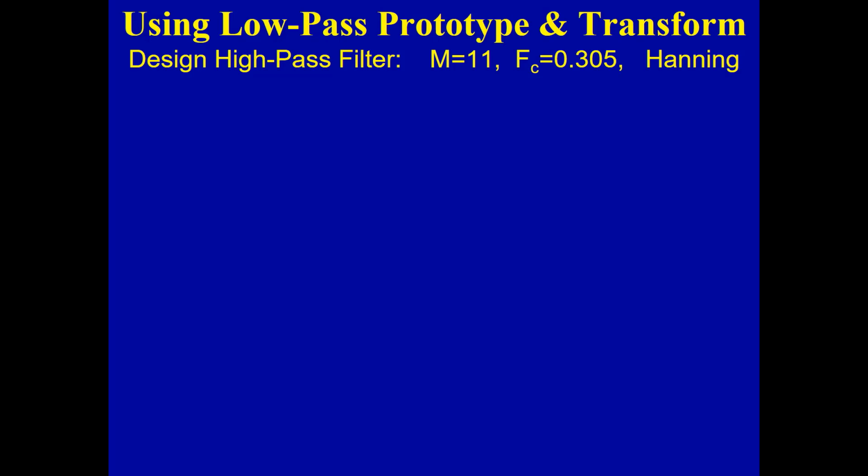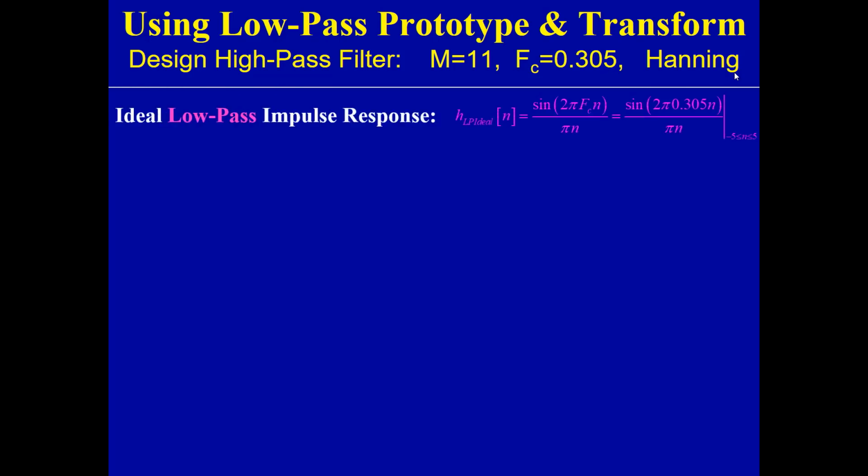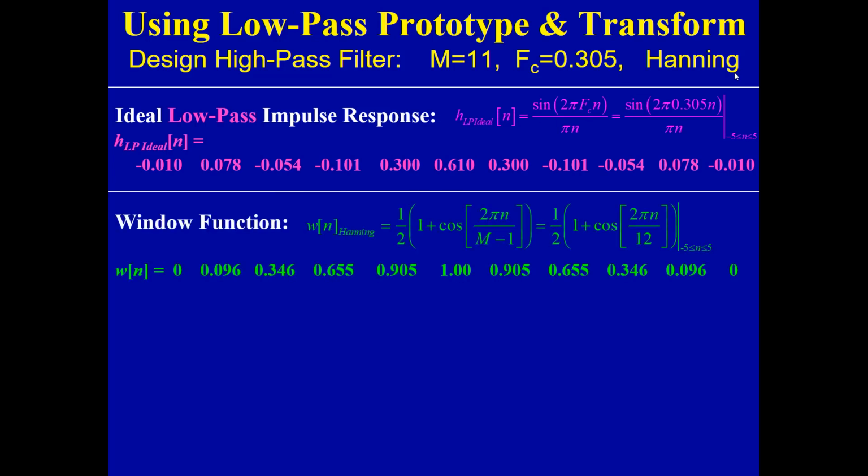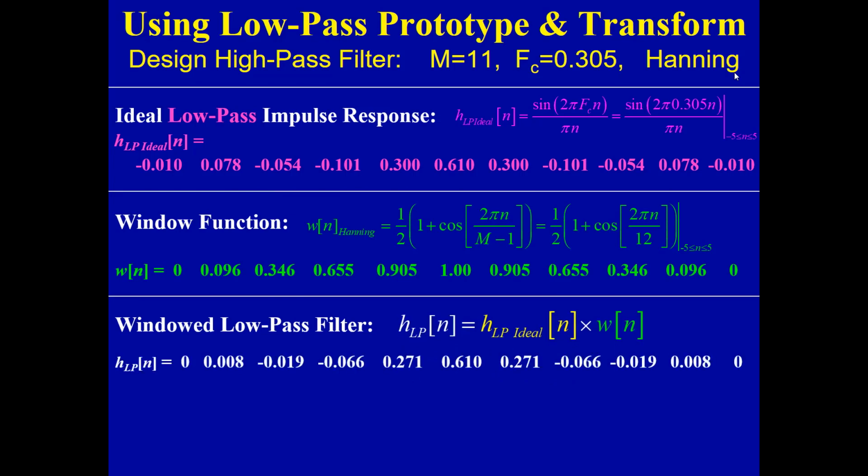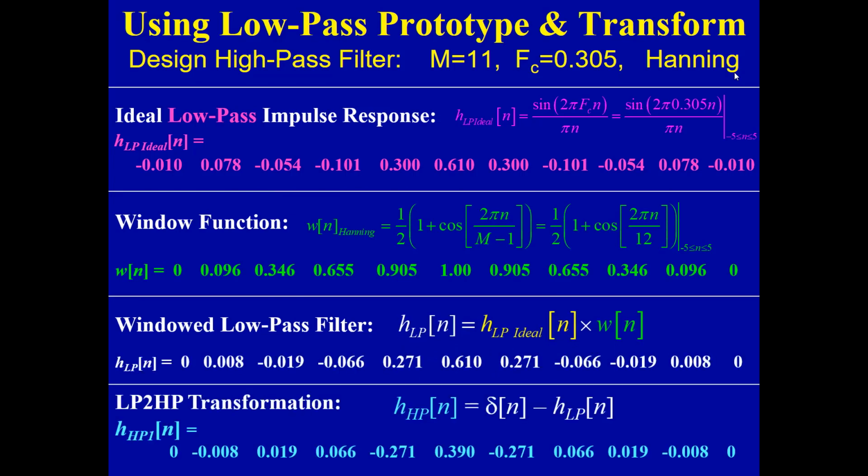Let's compare doing our high-pass filter from the original example using a length 11 filter with our final cutoff frequency value that we determined. That was 0.305 with the Hamming window. The way we did that previously was starting with a low-pass filter impulse response, a sinc function, multiplied it by a window function, the Hamming window function, to get the windowed low-pass filter, and then transforming that using the low-pass to high-pass transformation, and got these values for the unit sample response of the high-pass filter shown at the bottom here. And so this is what we got for our final filter design after the transformation.